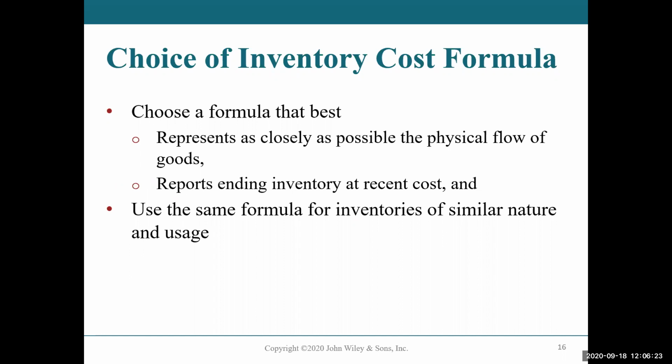So these cost formulas have to actually be in line with the physical flow of goods. Whatever the company has in their warehouse is how we should decide our cost formula. And we also want to make sure that our ending inventory reports at most recent cost. So we try to use the same formulas for inventories that are similar in nature and usage. So apply the same formula if you have a homogeneous group.